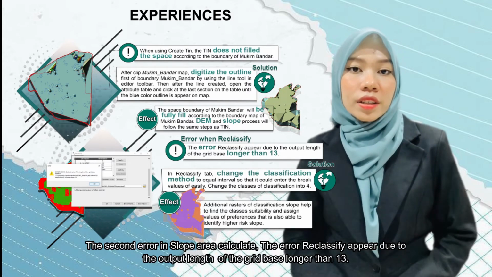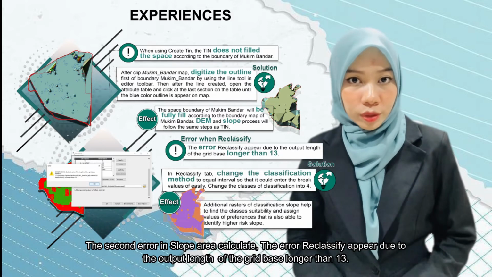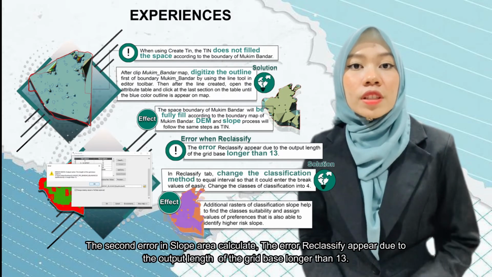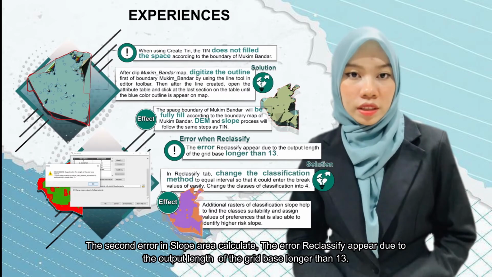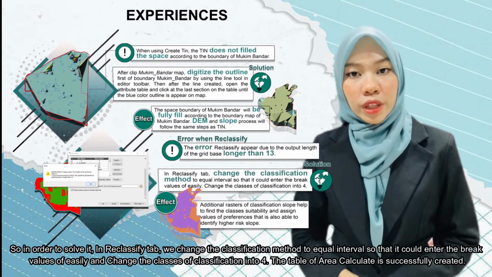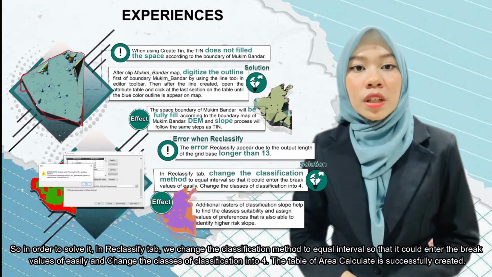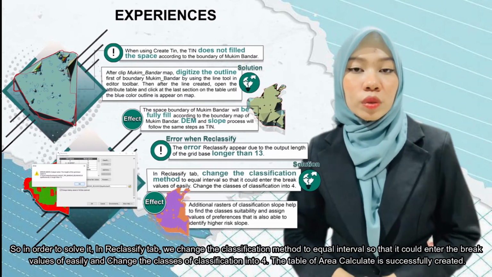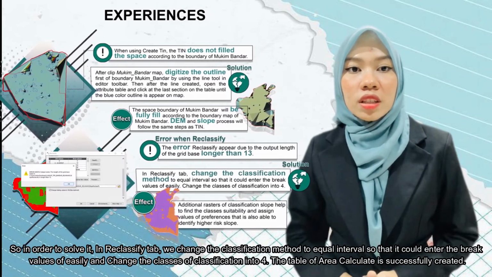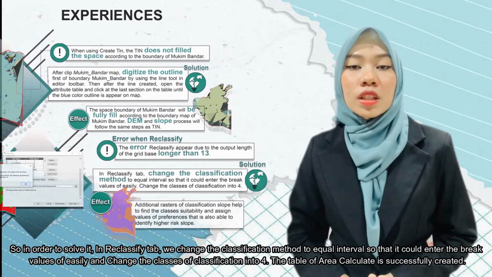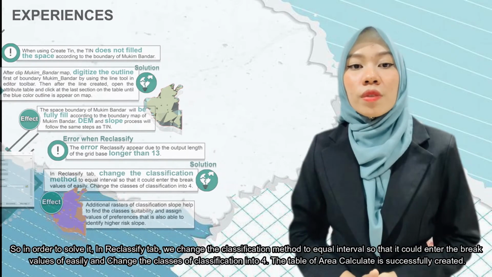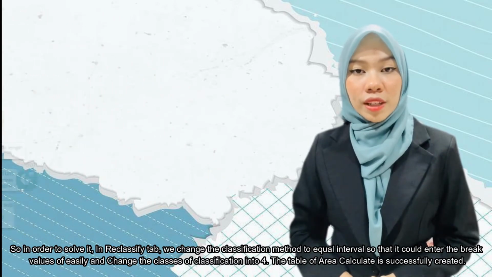The second error is in the slope area calculation. The reclassify error appeared because the output length of the grid base was longer than 13. So in order to solve it, in the reclassify type, we changed the classification method to include intervals so we could enter the break values easily, and changed the classes of classification into 4. The table of area calculation was successfully created.